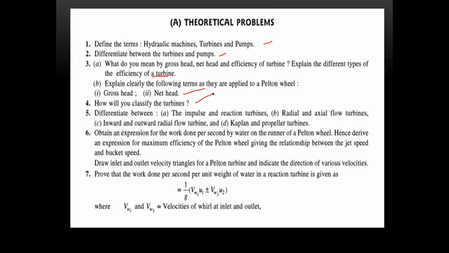How do you classify the turbines? Then differentiate between the impulse turbine and reaction turbine. I already gave you notes on the differentiation, and you have already written them down. Differences between impulse turbine and reaction turbine, differences between radial turbine and axial flow turbine. What are inward and outward? Kaplan and propeller turbines.